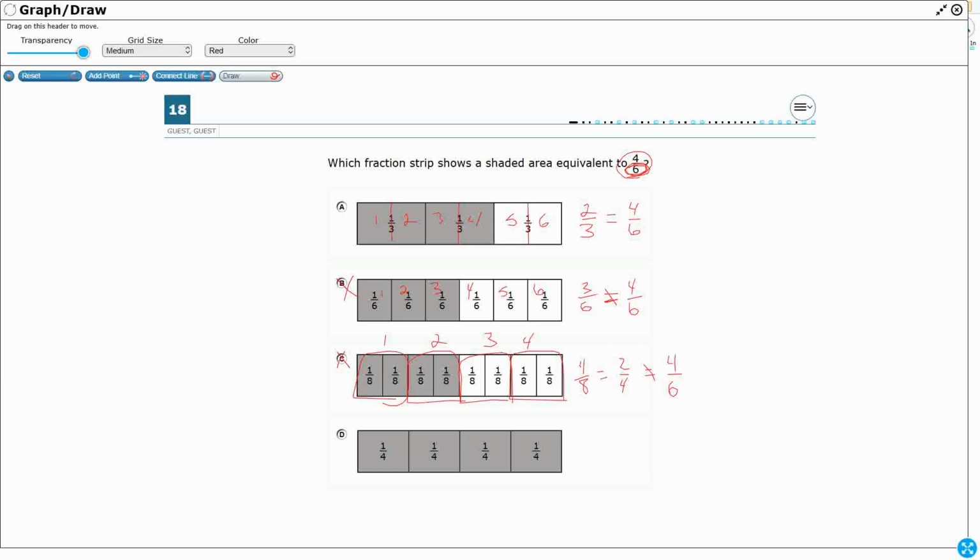Same thing with this. And we could eliminate D in a few different ways. First off, this is 4/4, right? And so 4/4 equals 1 whole. And regardless of the denominator, 1 whole is not going to equal 4/6 because that would have to be 6/6. So we could just visually see this is not going to be 4/6.